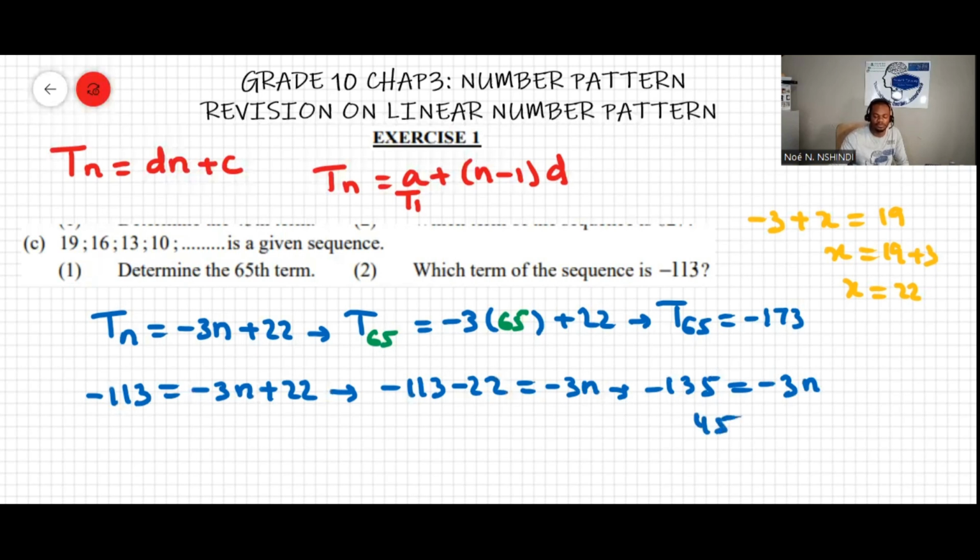So n equal to 45. Therefore, term 45 equals negative 113. So that was term 45. Thank you.